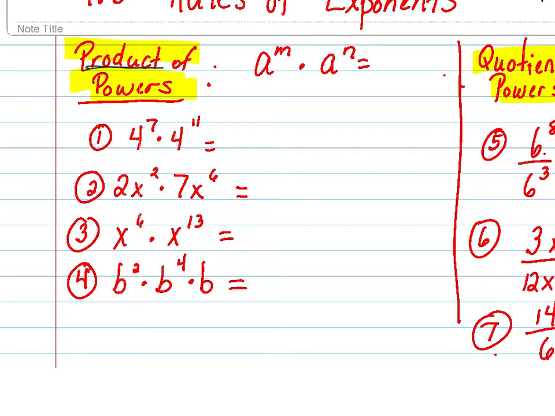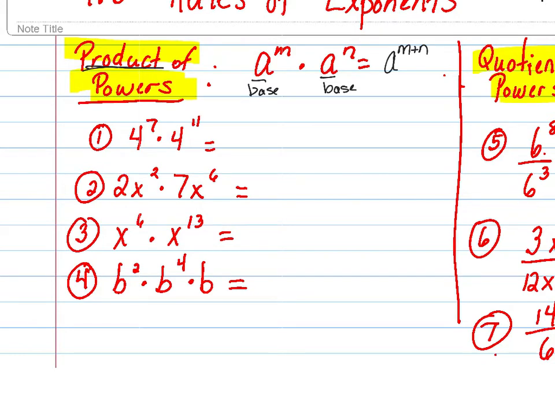Right, we're multiplying them, right? If you notice, a to the m power times a to the n power, these have the same base, right? Because they're the same base, we have this rule that says if you have a to the m power times a to the n power, you just take the base and you add the exponents. And I will tell you why that's true.